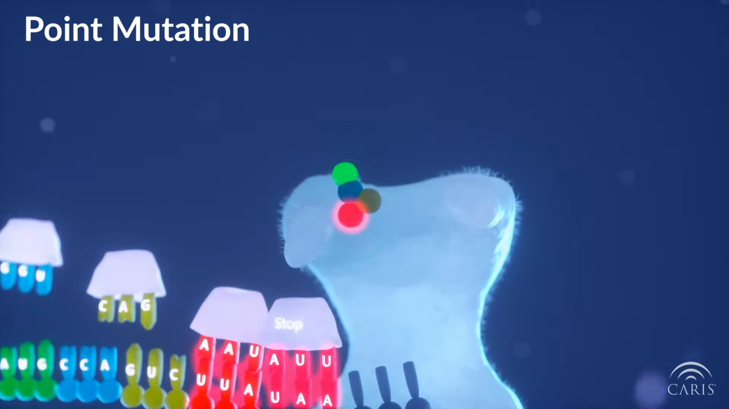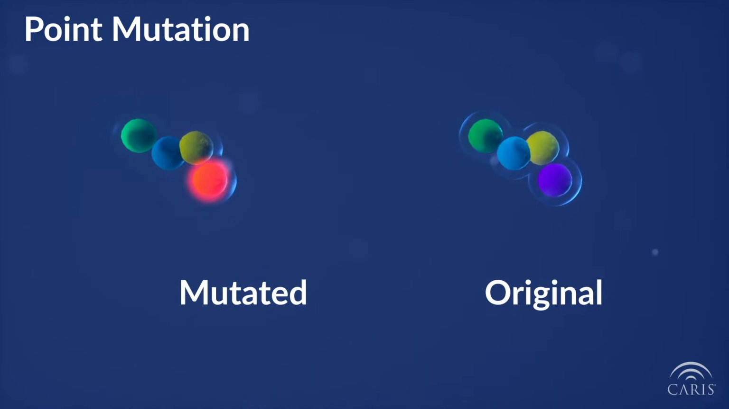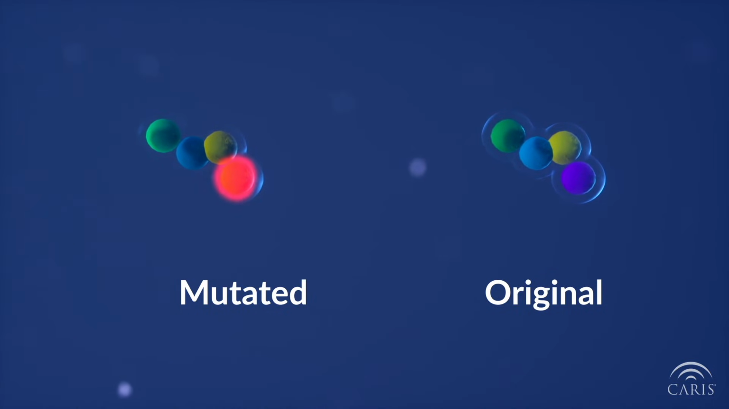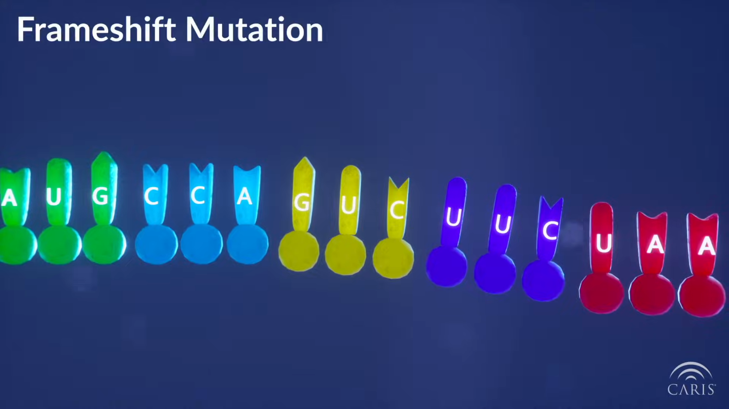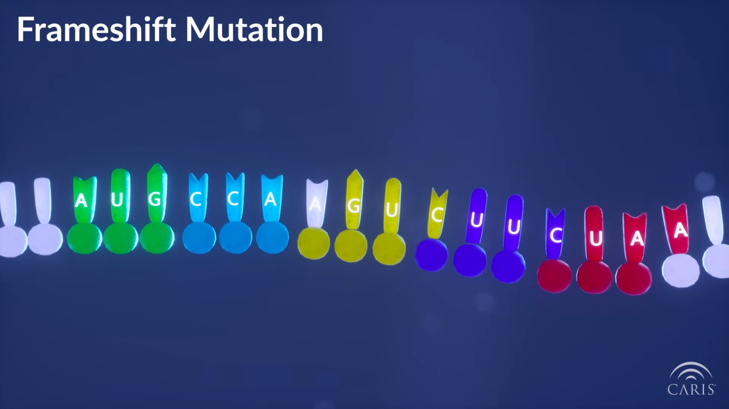The new base may also alter the protein by creating a stop signal too early in the amino acid chain. Mutations like this often render the protein completely ineffective. A frameshift mutation happens when one or more of the bases are inserted or deleted.